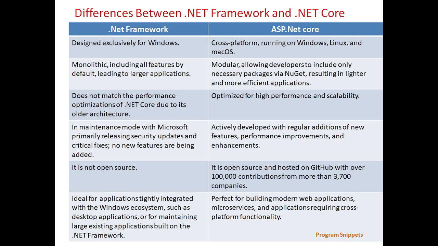In maintenance mode with Microsoft, .NET Framework primarily receives security updates and critical fixes. No new features are being added, and ASP.NET Core is actively developed with regular additions of new features for performance improvements and enhancement. .NET Framework is not open source, whereas ASP.NET Core is open source and hosted on GitHub.